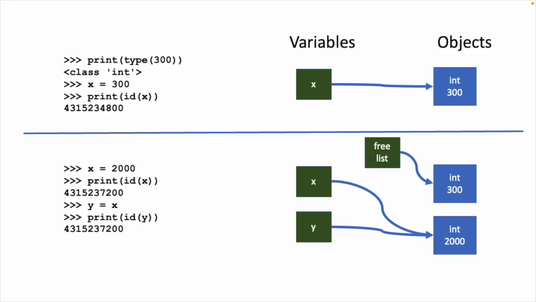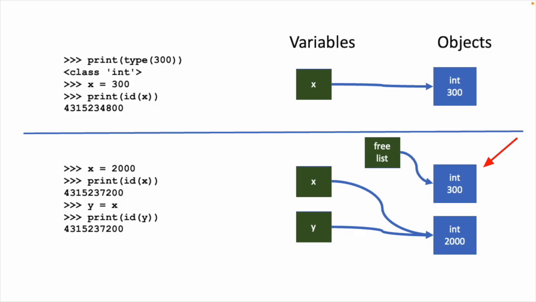So for example, we can say, take the object 300. It's an integer. We say x equals 300. The 300 exists somewhere, and when we say x equals 300, x points at that object that exists somewhere, and it has a location. And then what happens if we say x equals 2000? The 2000 is a different object in a different location, and x then points to the 2000.